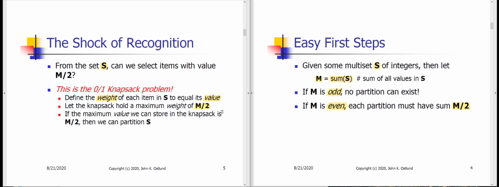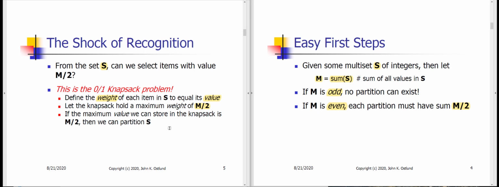Then we can ask the question: is it going to be possible to find items from the multiset S such that the maximum value we can store in the knapsack is equal to m over 2? If we have a knapsack of weight m over 2, and the maximum value of items from the multiset that we can fit into that knapsack is equal to m over 2, then we must have found a subset of the multiset that sums to m over 2, and therefore the remaining items must also sum to m over 2.